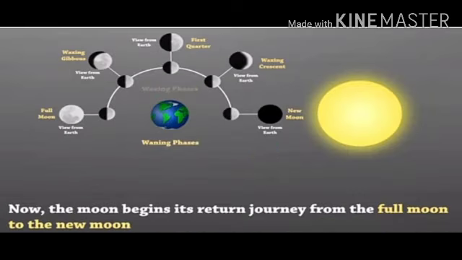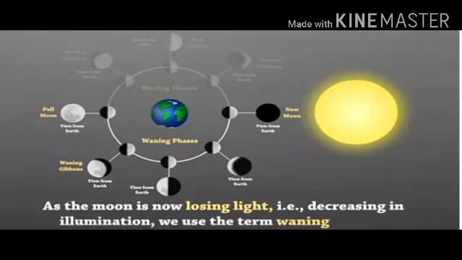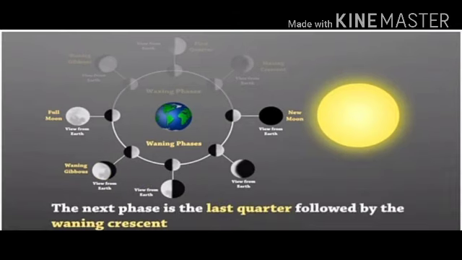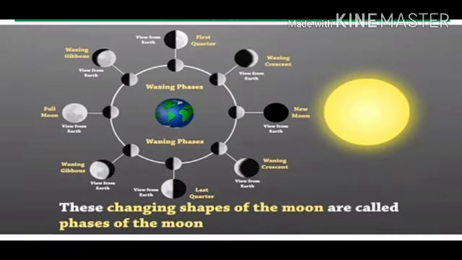Now the moon begins its return journey from the full moon to the new moon. This period is the fortnight of the waning moon. As the moon is now losing light, that is decreasing in illumination, we use the term waning. The next phase is the last quarter, followed by the waning crescent. When the moon comes back between the earth and the sun, it enters the new moon phase again. These changing shapes of the moon are called the phases of the moon.